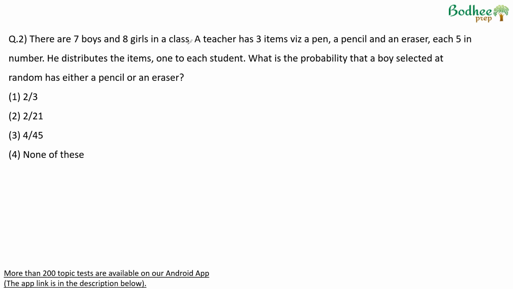There are 7 boys, 8 girls in a class. A teacher has 3 items: pen, pencil, or eraser, each 5 in number. He distributes the items 1 to each student. 3 items, 5 in number, 5 3s are 15, 7 plus 8, 15. What is the probability that a boy is selected at random and that person has a pencil or an eraser with him? Now, what is the probability of selecting a boy? There are 15 people, 7 are boys, so probability of selecting a boy at random is 7 by 15.